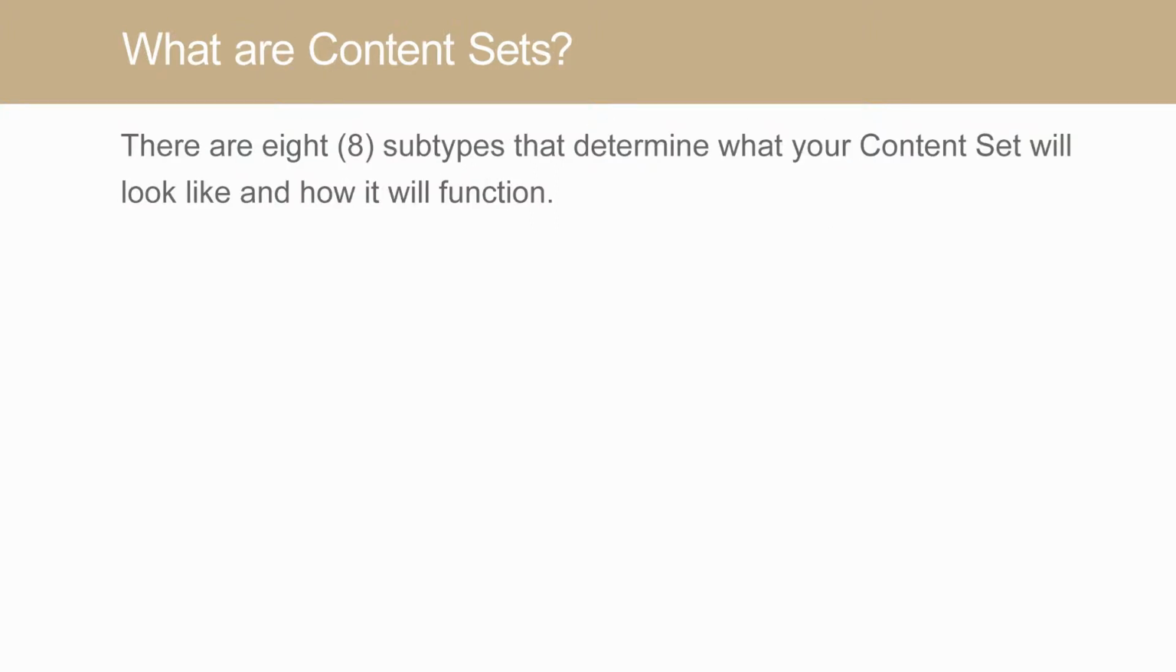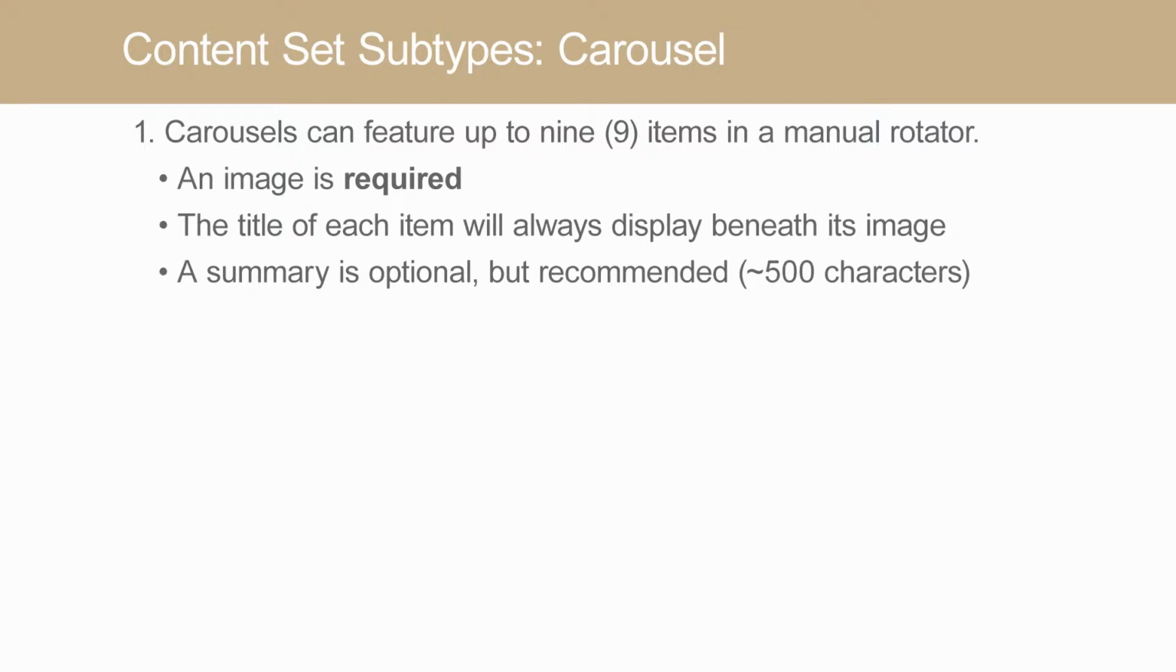There are 8 subtypes that determine what your content set will look like and how it will function. We'll review each one at a time. The carousel subtype can display 3 slides at a time and can support a maximum of 9 items together in a manual rotator. An image is required, and the title of the document will always be pulled in as well and displayed beneath the image.